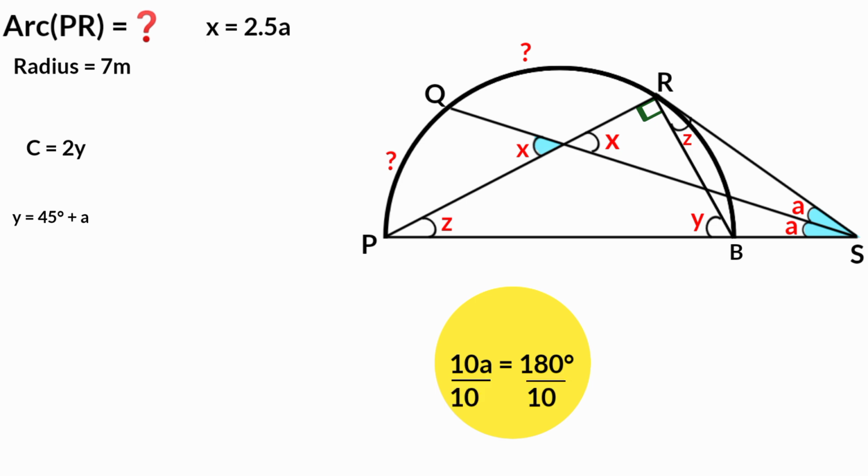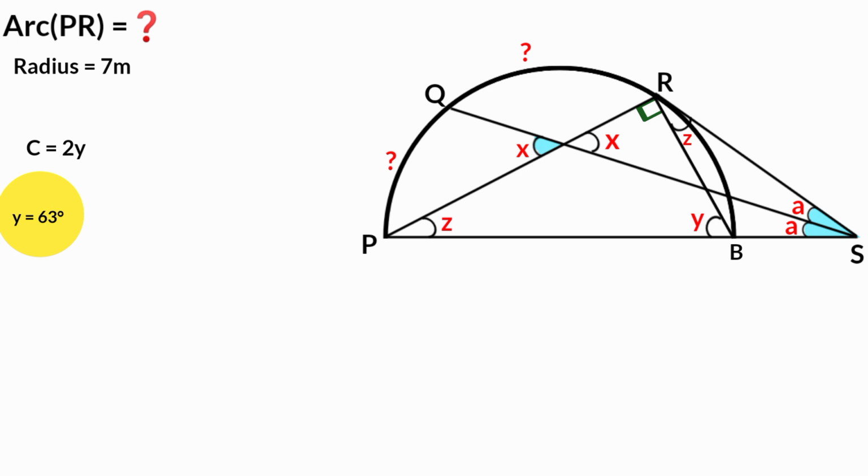Divide both sides by 10. Here 10 cancels 10. While here this 0 cancels this 0. 18 over 1 is 18. So A equal to 18 degrees. Put it here. Now Y equal to 45 degrees plus 18 degrees. 45 degrees plus 18 degrees is 63 degrees. So Y equal to 63 degrees. Substitute it here. C equal to 2 times 63 degrees, which is 126 degrees. So C equal to 126.